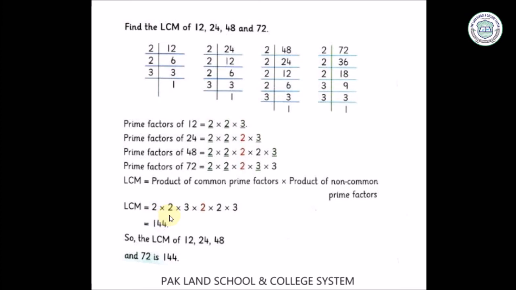2 into 2 gives us 4. 4 into 3 gives us 12. And 12 into 2 gives us 24. 24 into 2 gives us 48. And 48 into 3 gives us 144. So the LCM of 12, 24, 48 and 72 is 144.